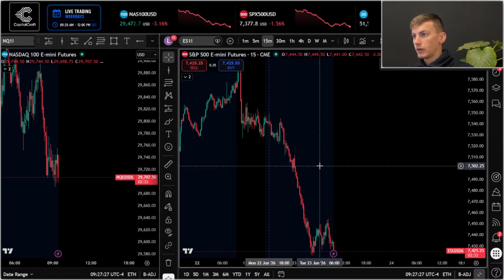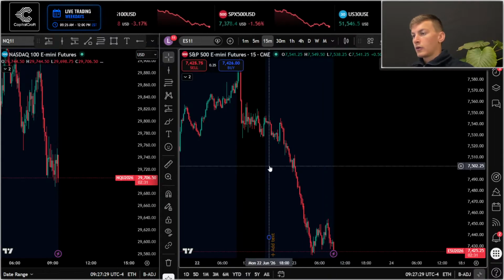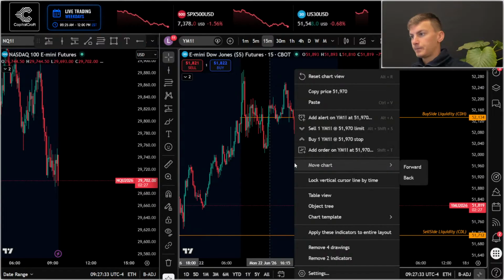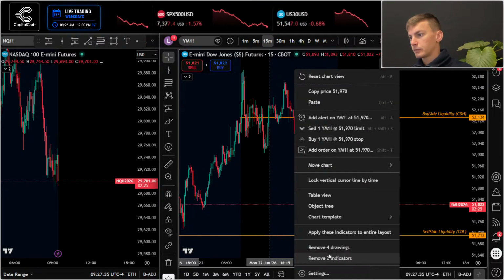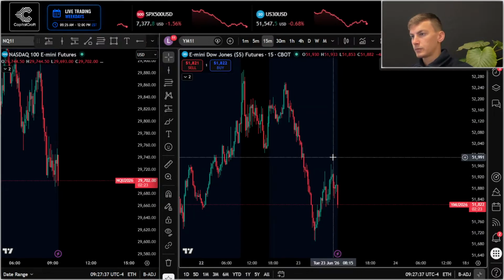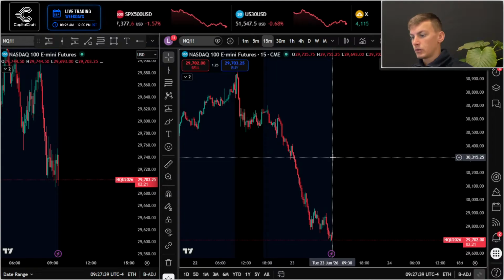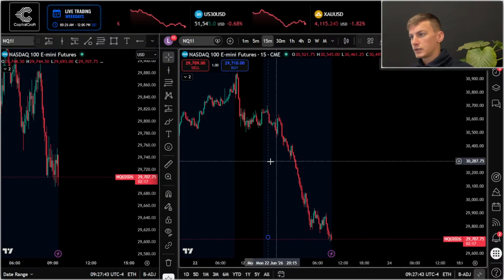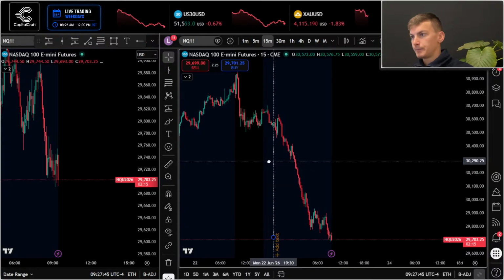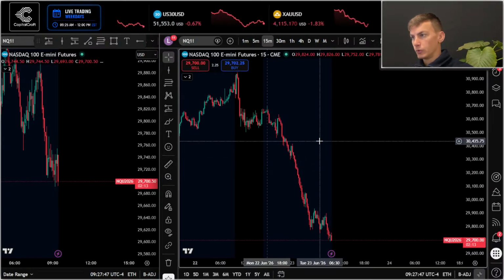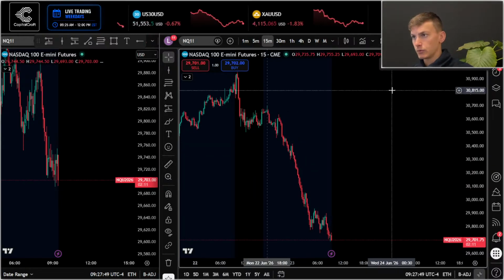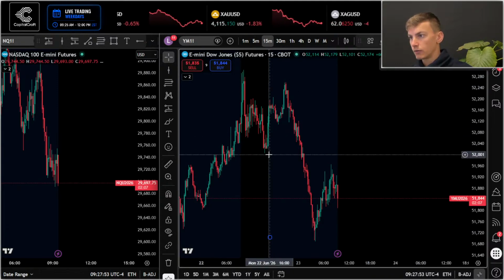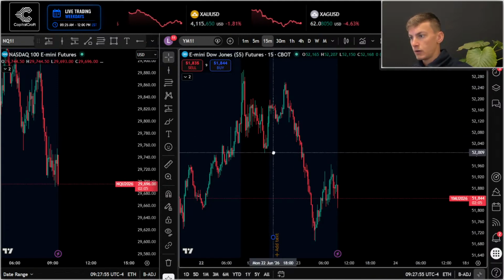Okay, so I've got a vertical line. I essentially just want to mark out midday open, which is at 6 p.m. Eastern Standard Time. So we've done that for the Nasdaq, we've done that for the S&P. Just quickly go ahead and do that for the Dow Jones.